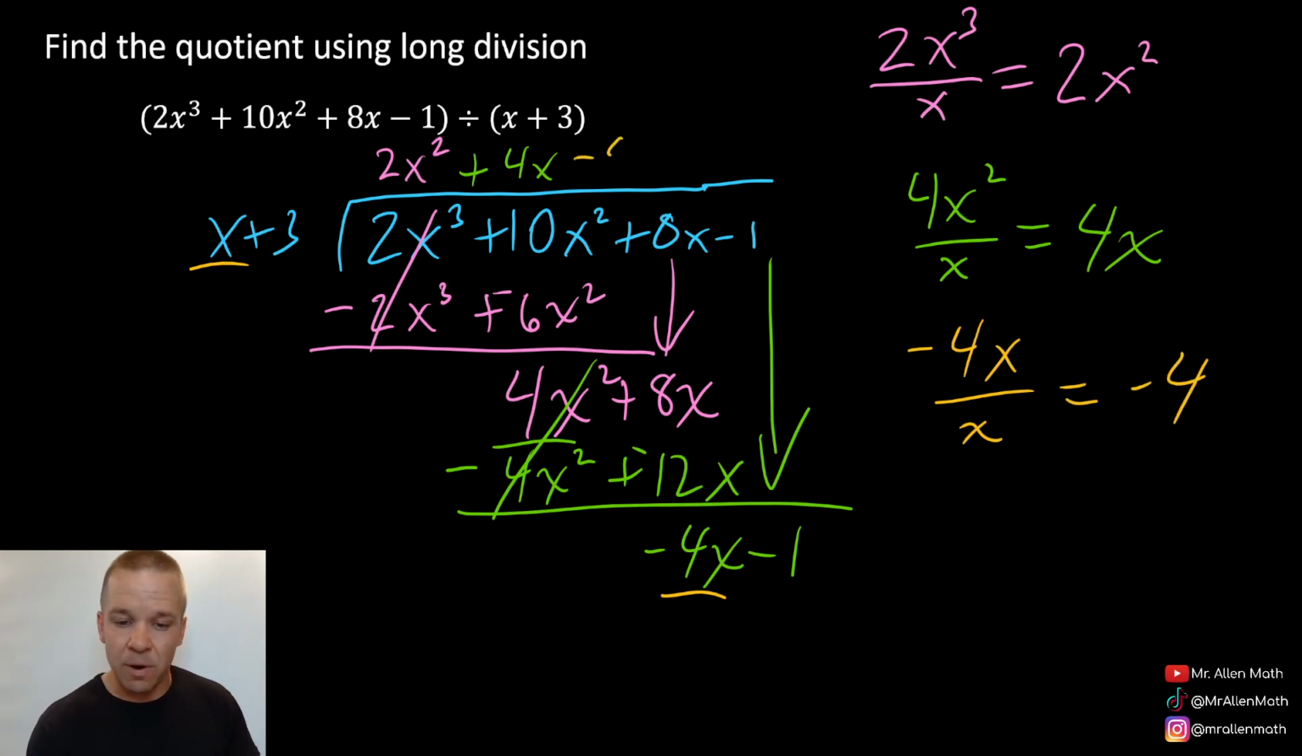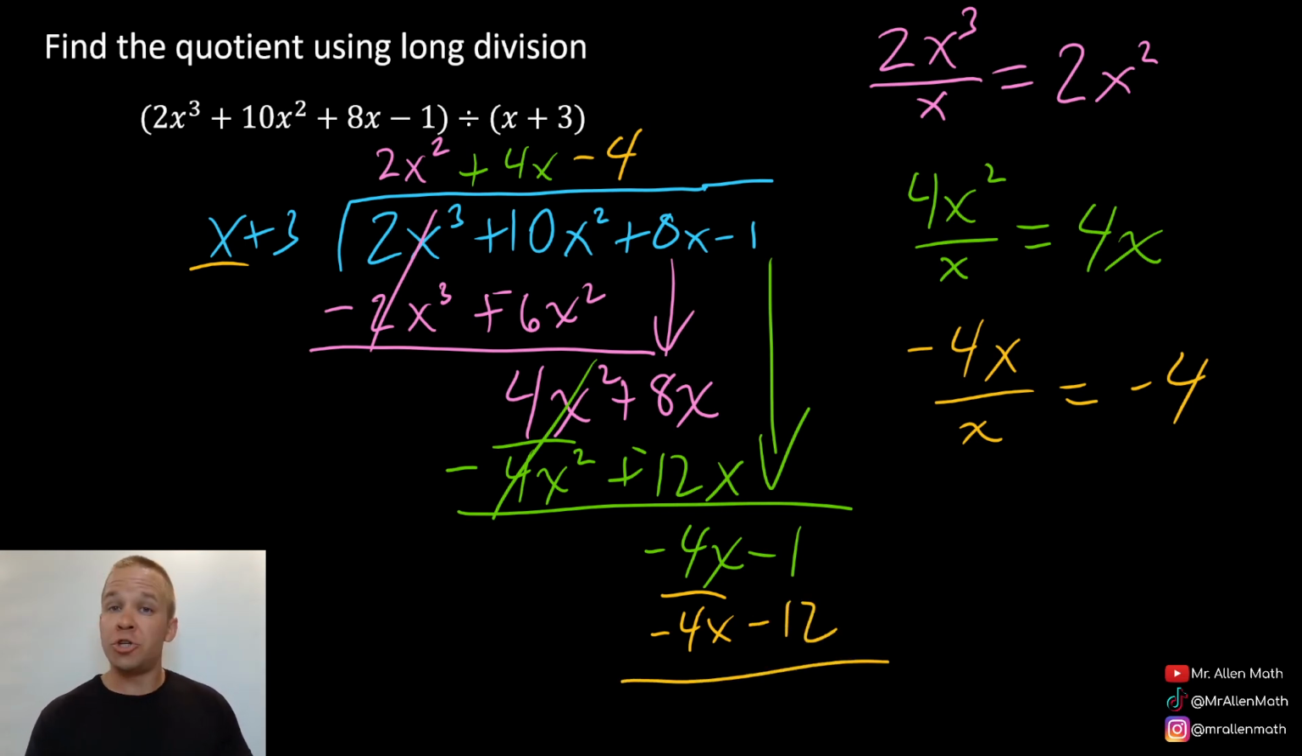So that's the last part of my quotient. Now I need to multiply it through. Negative 4 times x is negative 4x. And then negative 4 times 3 is negative 12. Draw my line, change the sign, boom, boom. Now I have positive 11. That one canceled right there. And that would be my remainder.